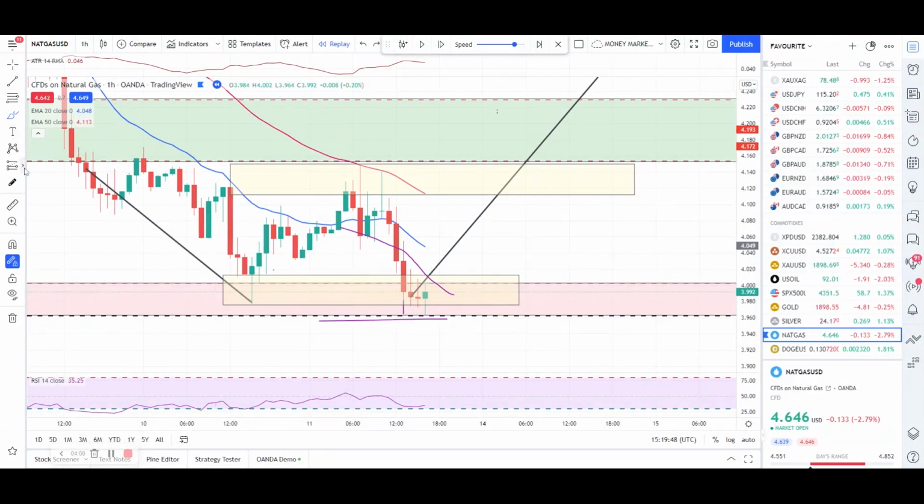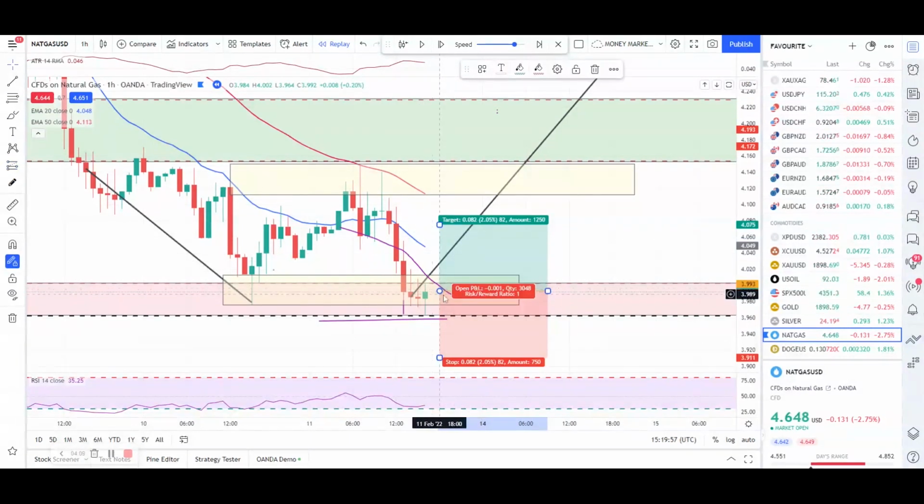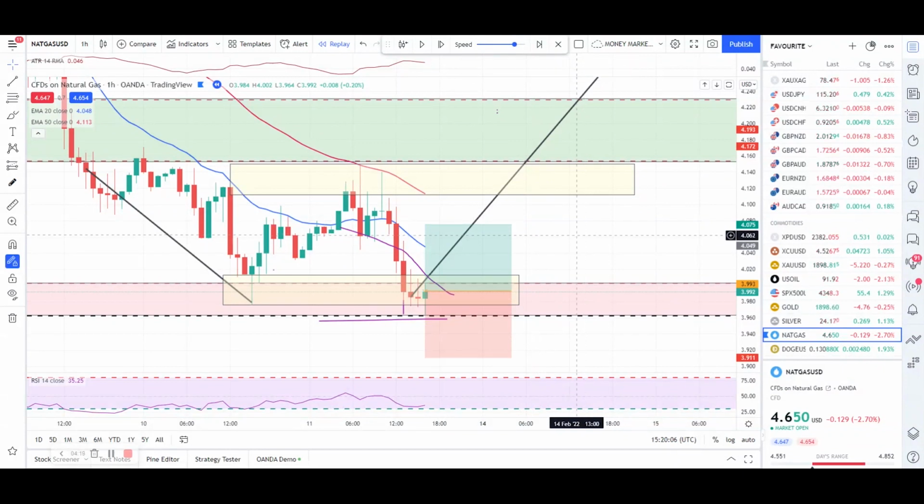So one way to take the target is an aggressive way to enter the market. The aggressive way to enter the market is to enter right on this candle. If you want to go 1 to 1 risk to reward ratio, you can still go 1 to 1 according to the ATR. You can set up your target right here. This is one way to enter the double bottoms.